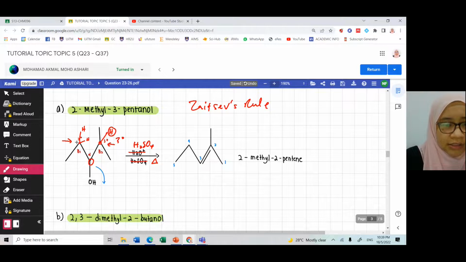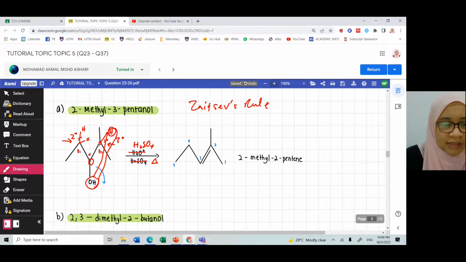And this one is a secondary carbon, which has two hydrogens, more than the tertiary carbon just now. So of course, the double bond will prefer to form with the carbon that has less hydrogen. That means this hydrogen and this OH, these two will be removed.